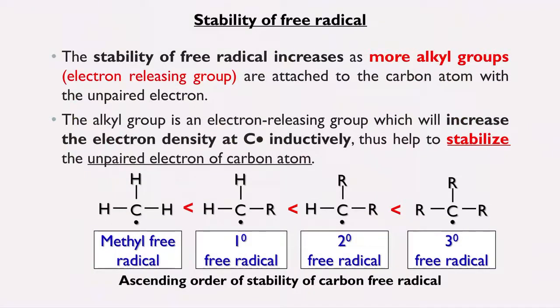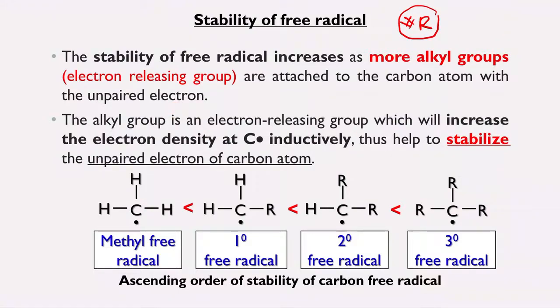Okay. So now we're going to need to know whether awak punya reaction intermediate tu free radical, carbocation dengan carbanion, macam mana dia punya stability, are they stable or not? Okay, how do we know? We are going to look at the number of alkyl groups around your reaction intermediate atom tu lah. Okay, so basically the stability of your free radical increases as more alkyl groups or electron releasing group are attached to the carbon atom with the unpaired electron.